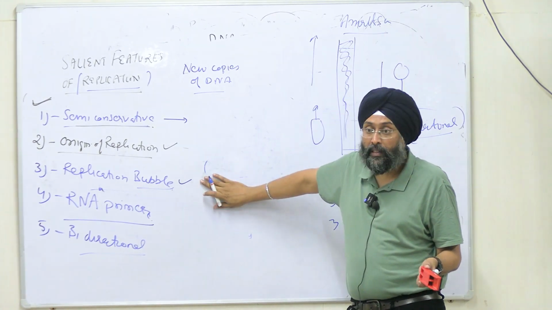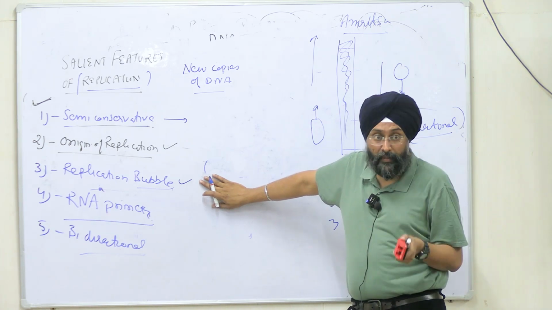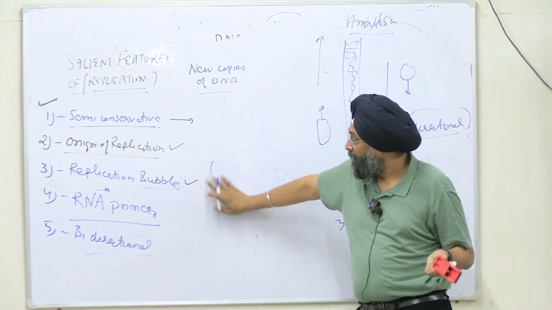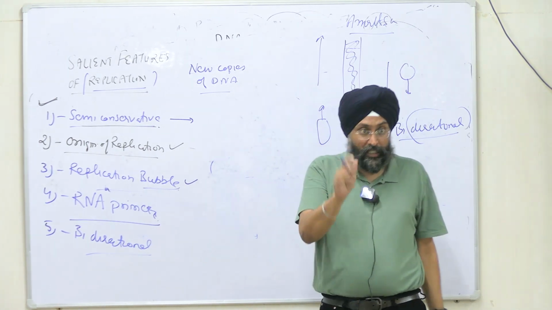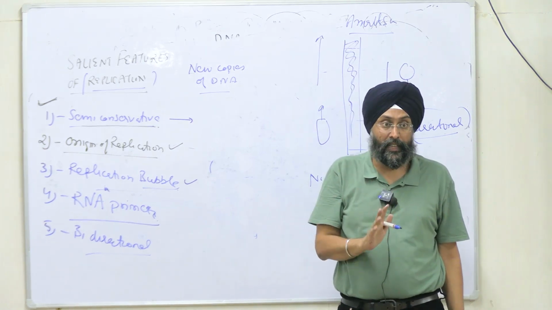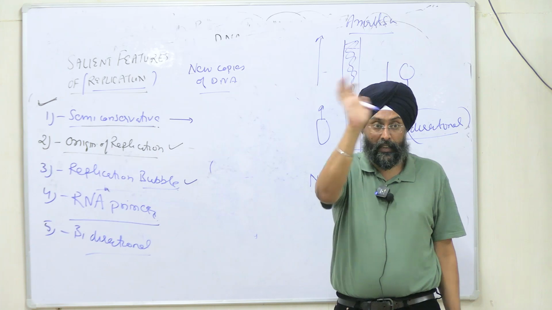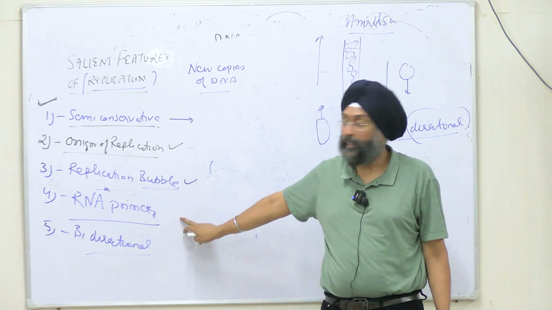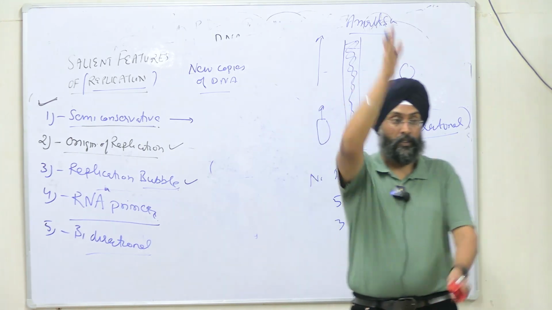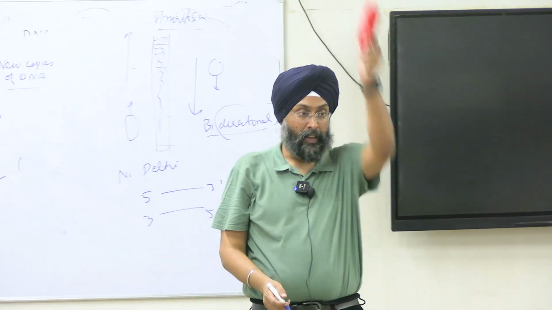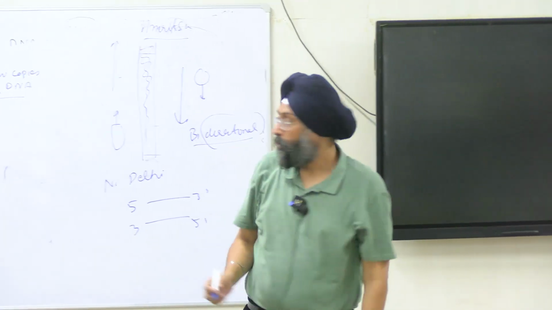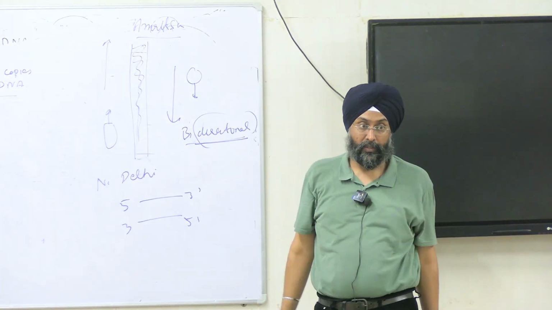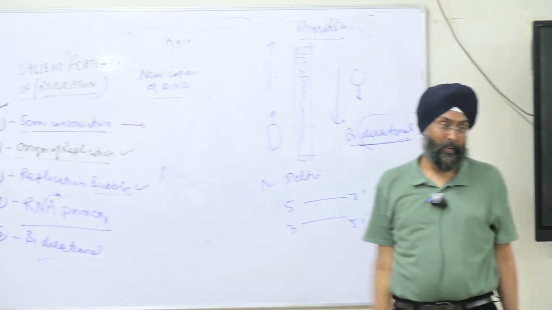And a replication bubble is formed where the two strands unwind. In prokaryotes, a single bubble is formed. In eukaryotes, multiple bubbles are formed. RNA primer is like a photostat machine on which further DNA copies are synthesized. To synthesize a new copy, you need an RNA primer that contains 5 to 50 nucleotides on which further DNA is made. Next point is bidirectional. On a highway from New Delhi to Amritsar, one road is on this side, another is on this side. So on both sides synthesis is going on, but in opposite directions. So we covered the 5 features of this replication.